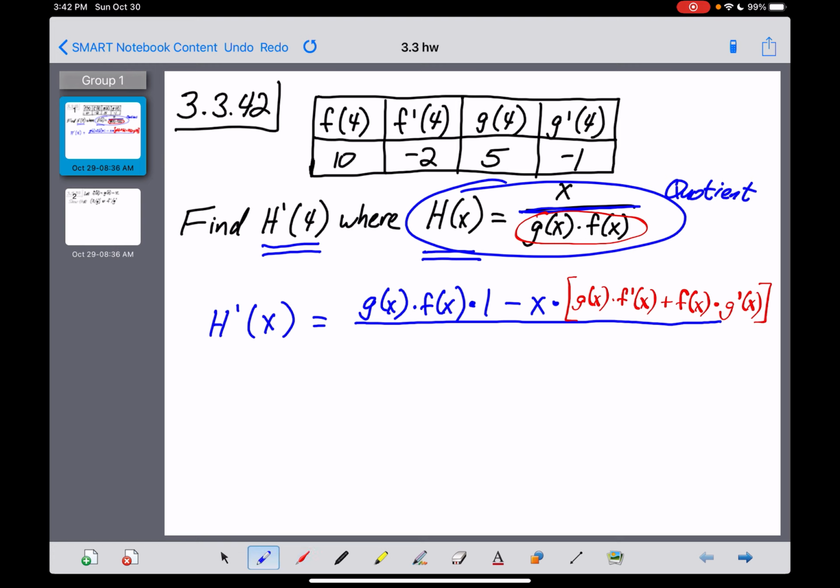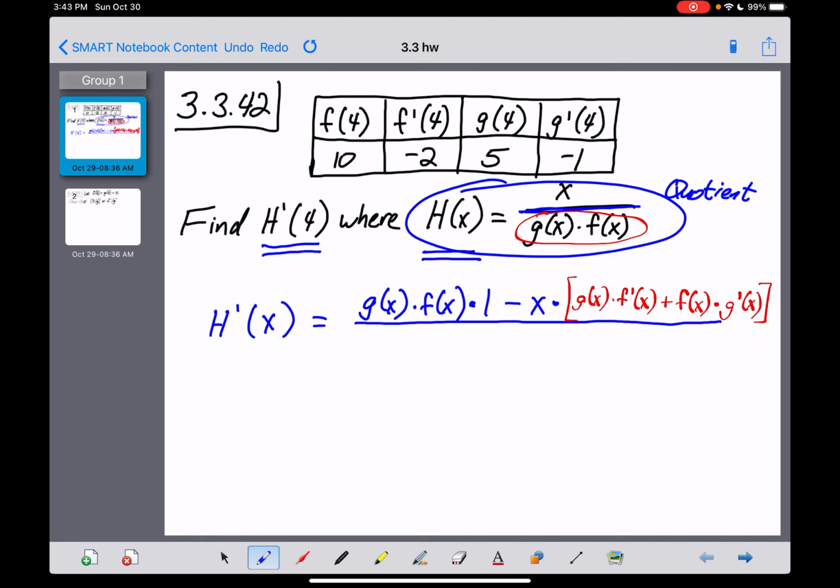Now I'll remind everybody, you can switch the order of these two terms within the product rule because of the plus sign in the middle. So if anybody preferred to write this as f of x times g prime of x plus g of x times f prime of x, perfectly fine, everybody.